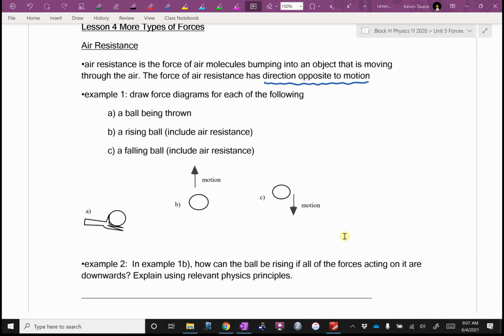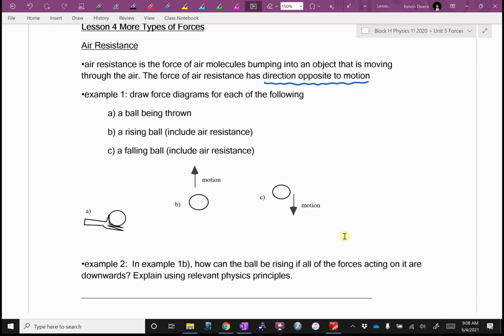Again, we're going to draw a free body diagram for 3 situations, okay? A ball being thrown, what I mean by that is while it's in my hand on the way up, and then situation B, a rising ball after it's left my hand on the way up. Situation C, a falling ball. And in B and C, they also want me to include air resistance.